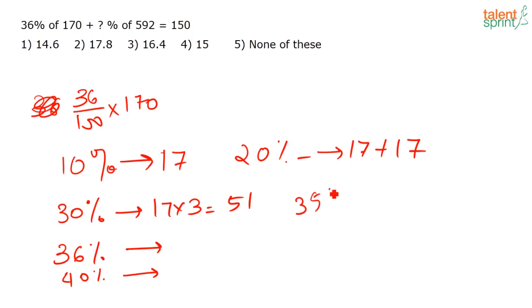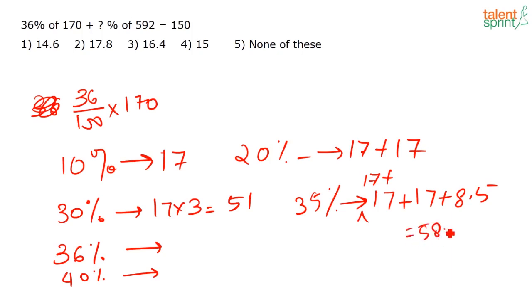So what will be 35 percentage? 35 percentage will be 17 plus 17 plus 8.5. Correct? Or that is equal to, 17 plus 17 plus, one more 17 is there, plus 8.5, or that is equal to 58.5. Correct? So approximately I can say 36 percentage of 170 is 60. Can we take it like this? So if we take it like this, it will be easier to calculate this particular question.